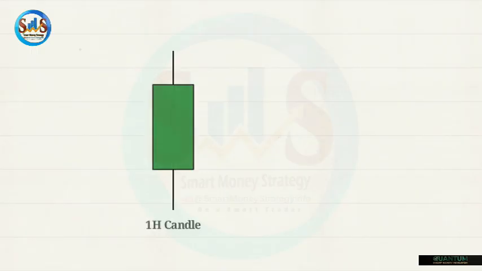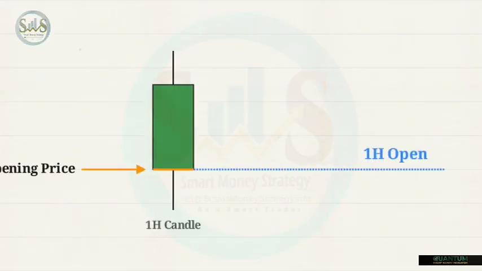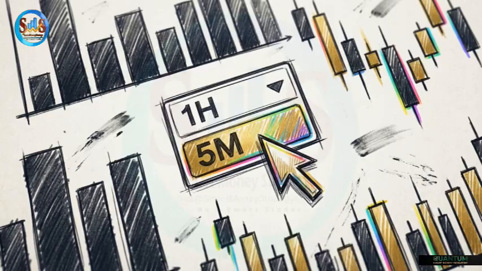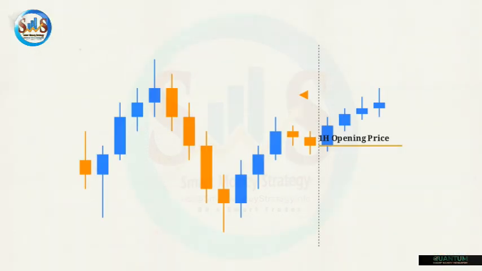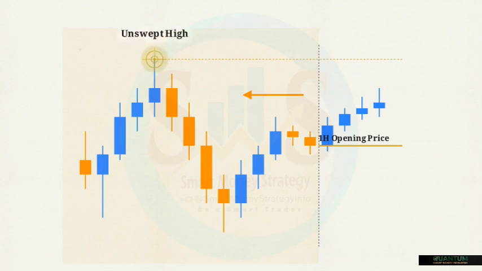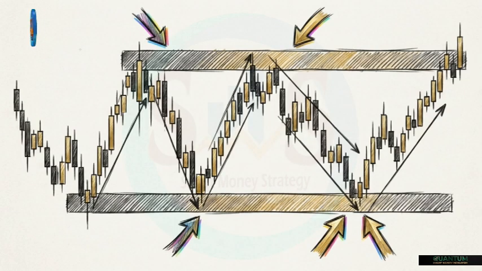Your first step is to draw a horizontal line right at that opening price. With the open marked, drop immediately to the 5-minute timeframe. Look strictly to the left of your opening line and find the most recent unswept high and the most recent unswept low. These 2 points are your active liquidity pools. They represent the exact levels where retail traders have parked their stop-loss orders.